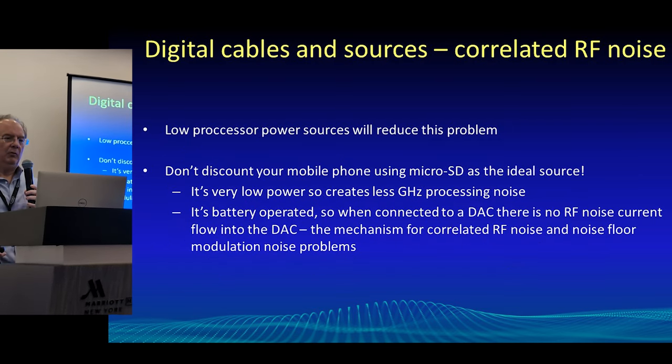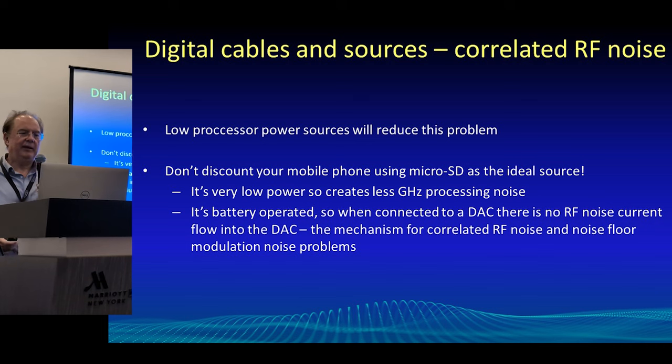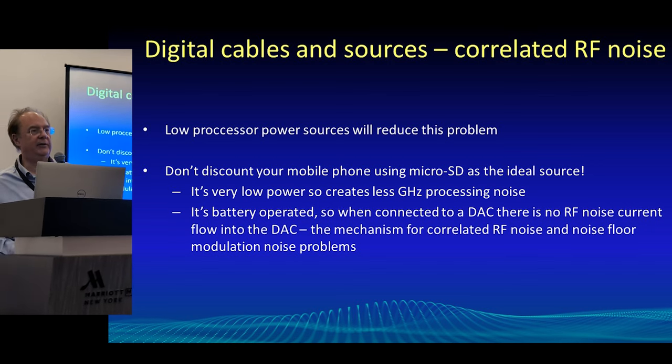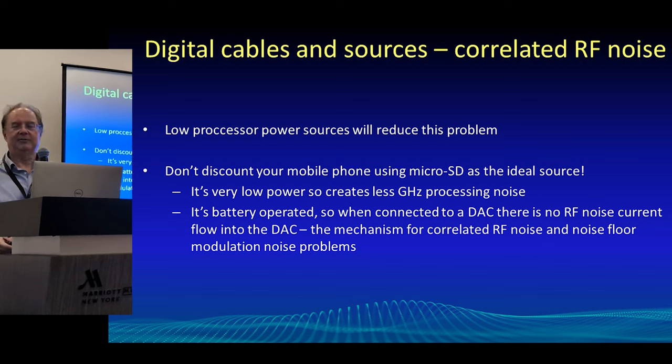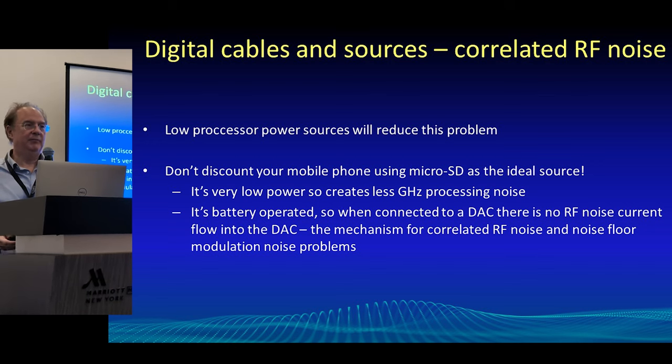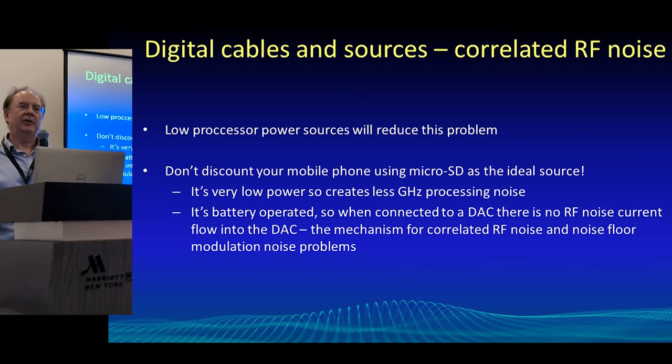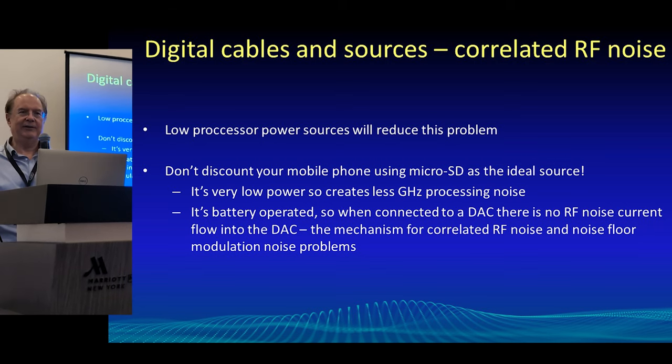So, what can we do about correlated RF noise? If you use a low power processor, that's going to reduce the noise. So a mobile phone is going to be better than a big processor in a large computer. Don't discount your mobile phone as the best source you can get, for several reasons. One is it's battery operated. We cannot get current flowing in a battery operated source. It's very low power, so the amount of gigahertz processing noise is intrinsically low.